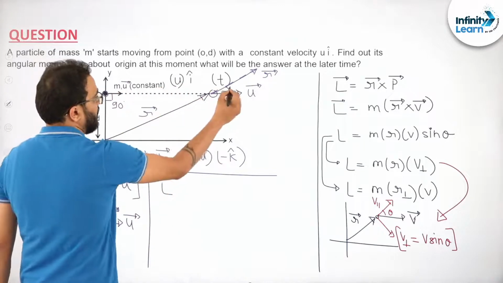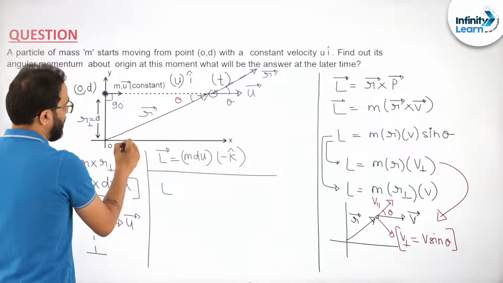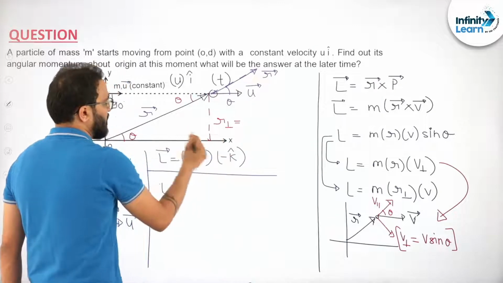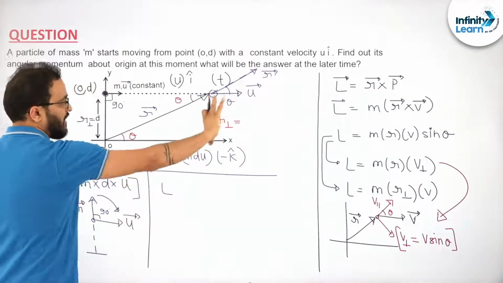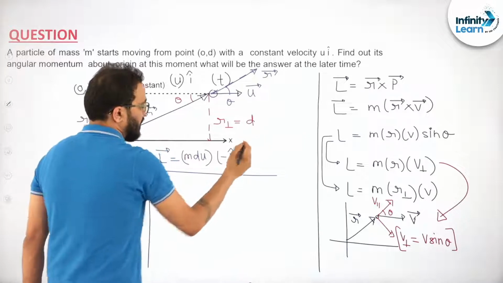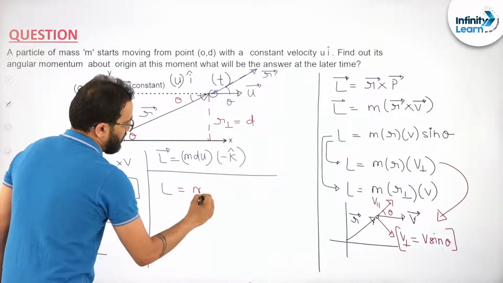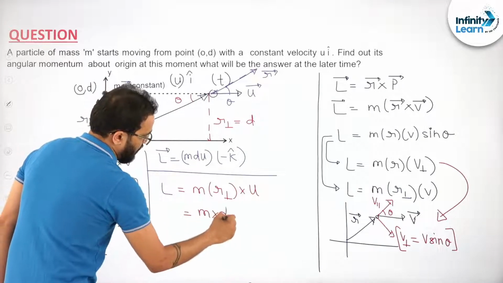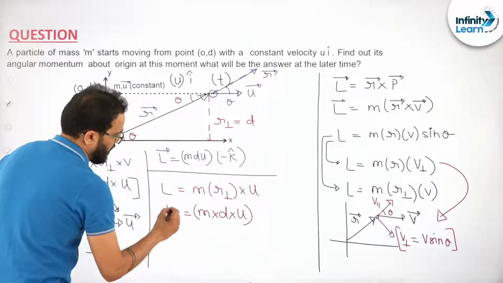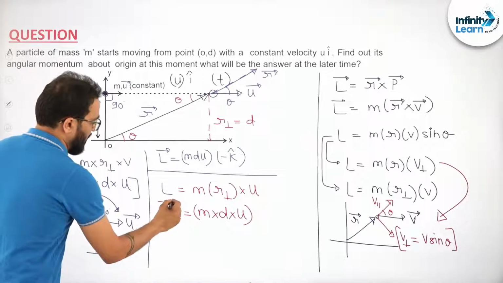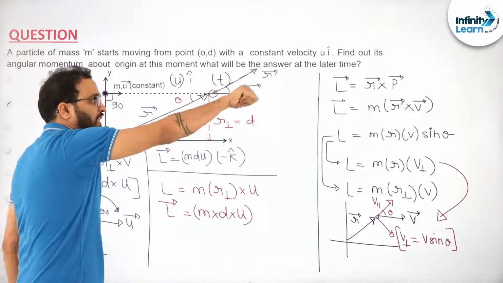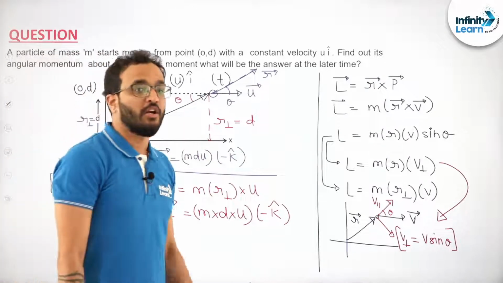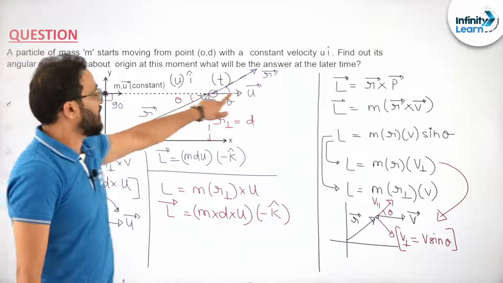If this is theta, this angle is also theta, right? So you will say, sir, this is r perpendicular, which is again r sine theta, and this perpendicular is d. So it will be m into r perpendicular into velocity, m into d into u, again the same result. And direction wise, what is the result? Again r cross v, inside, it is minus k cap. That means angular momentum is not changing, it is constant if the particle is moving straight like this.